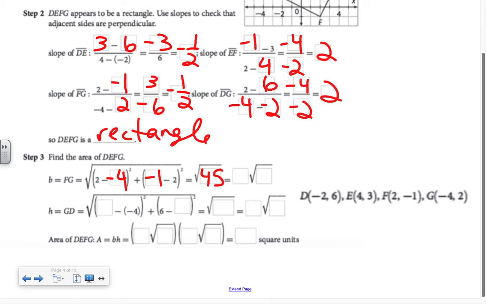4, 9, 16, 25. And they're perfect squares because 2 times 2 is 4, 3 times 3 is 9, 4 times 4 is 16, 5 times 5 is 25.